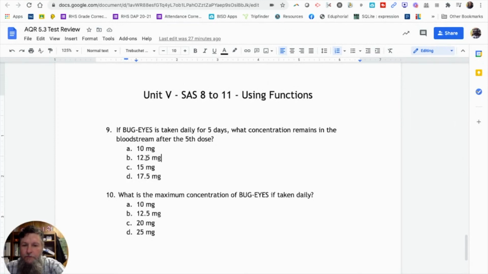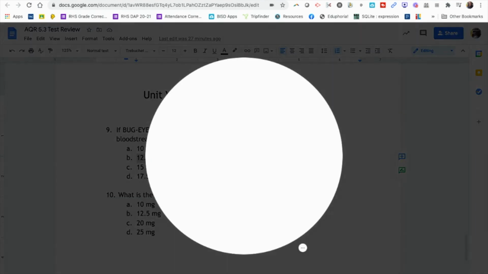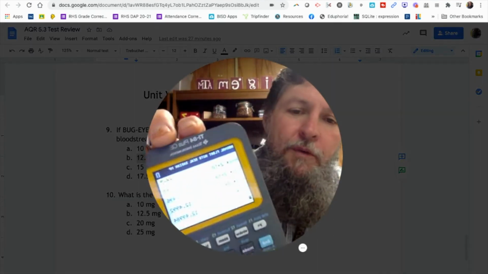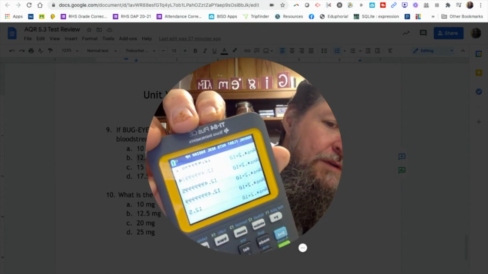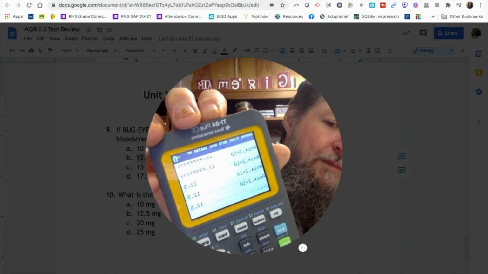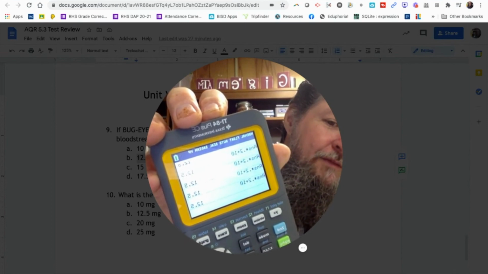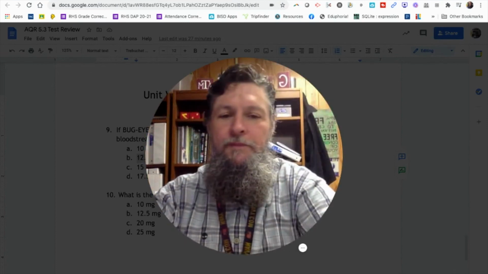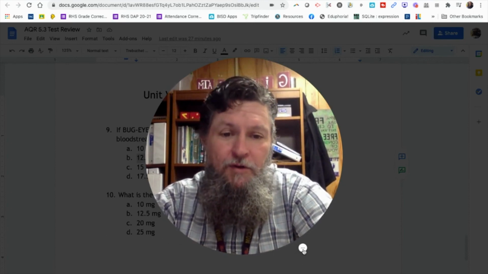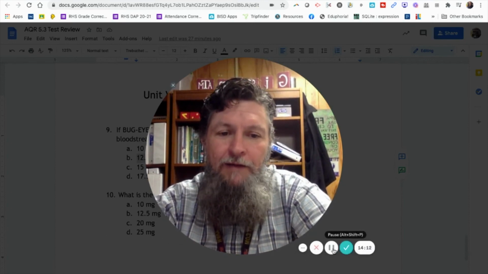There you go. What is the maximum concentration of Bug Eyes taken daily? Obviously, just from this, if we were to just continue going, no matter how far we went, it'll never reach 12.5, or it'll get so close. There you go. Maximum will be 12.5. Notice it never goes over. All right? So the maximum on question 10 is going to be 12.5.